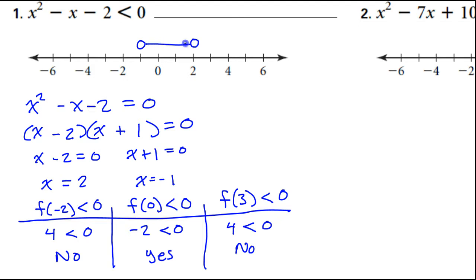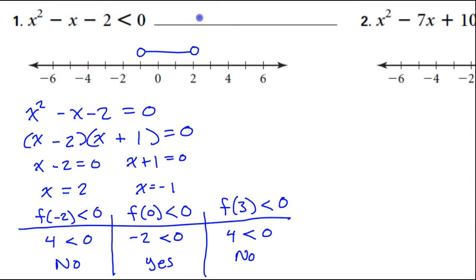So I will show that by drawing the segment between -1 and 2, illustrating that all of these points are solutions. Now these two intervals where our test values turned out not to be solutions, that means that none of the values in those intervals will be solutions. And we'll just show that by leaving that empty in our number line graph. So here we have graphed the solution set for this inequality.